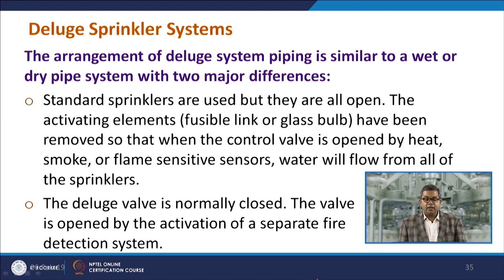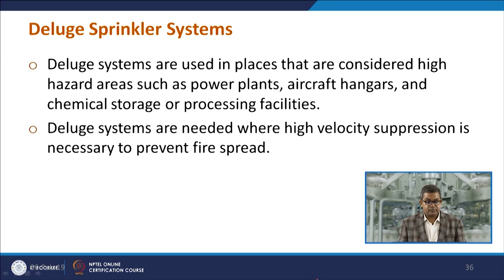The activating element, that is the fusible link or a glass bulb, has been removed so that when the control valve is opened by heat, smoke or flame sensitive sensors, water will flow from all of the sprinklers. The second difference is the deluge valve is normally closed. The valve is opened by the activation of a separate fire detection system.